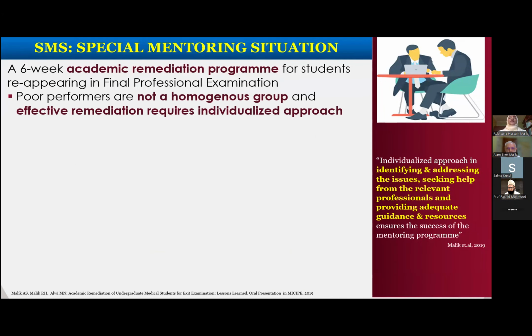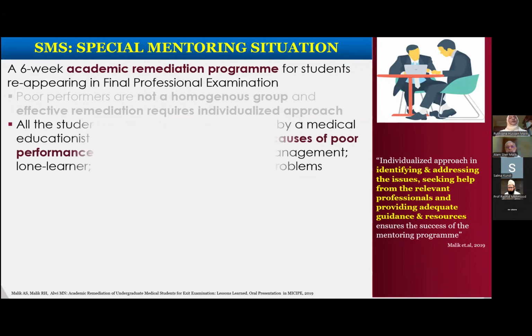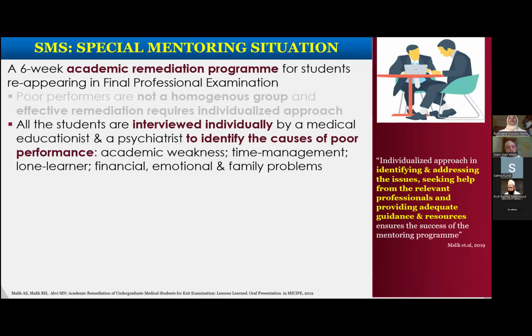Poor performers are not a homogeneous group. It was thought that effective remediation required an individualized approach. And all the students were interviewed individually by a medical educationist, that's Prof. Malik himself, and a psychiatrist to identify the cause of poor performance: academic weakness, time management, lone learner, financial or emotional family problem. So practically the things were worked out at this stage to know where the deficiency lies, where the problem lies. And then it was tackled head on.